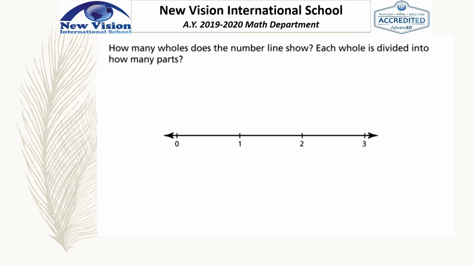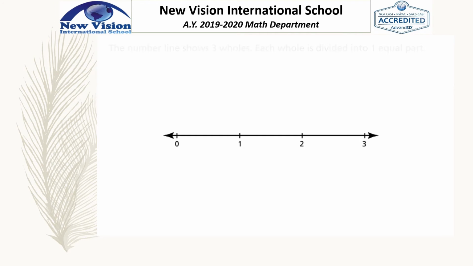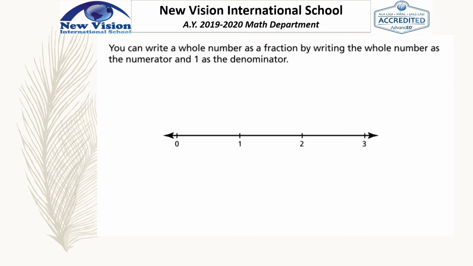For 1, 2, and 3. Let's find out how many wholes the number line shows. Each whole is divided into how many parts? The number line shows 3 wholes. Each whole is divided into 1 equal part.